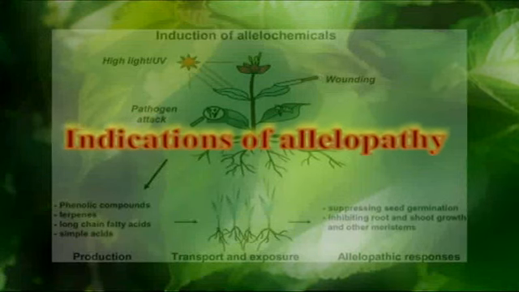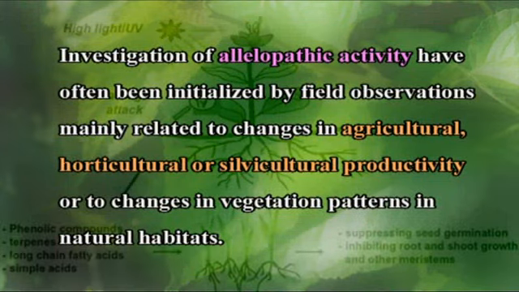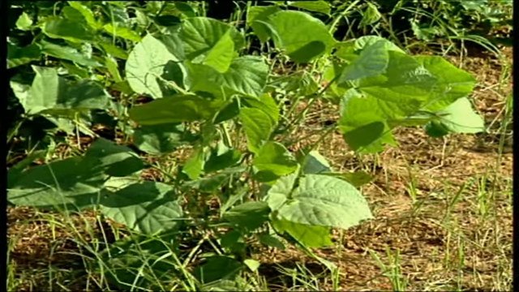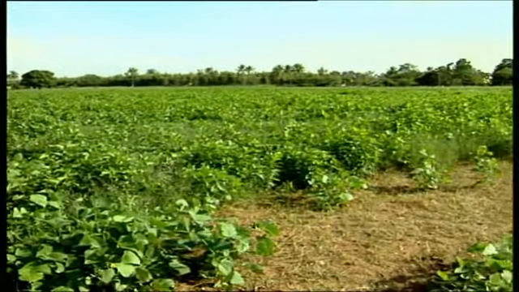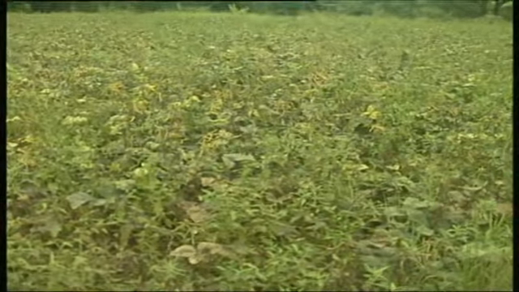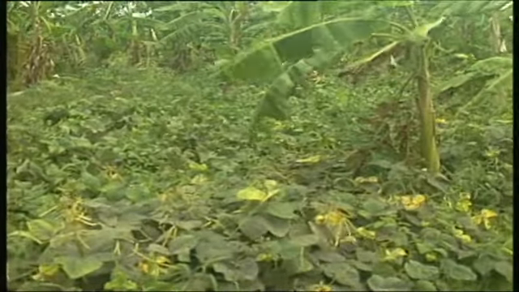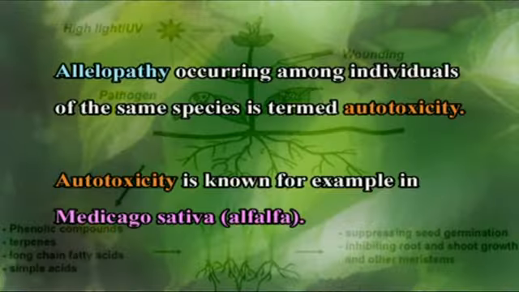Coming to indication of allelopathy. Investigations of allelopathic activity have been initiated by field observations mainly related to changes in agricultural, horticultural or silvicultural productivity or to changes in vegetation patterns in natural habitats. Problems of growing the same crop in succeeding years because of poor establishment and stunted growth have led to investigation of possible causes including allelopathy. Allelopathy occurring among individuals of the same species is termed autotoxicity. Autotoxicity is known, for example, in Medicago sativa, that is alfalfa.